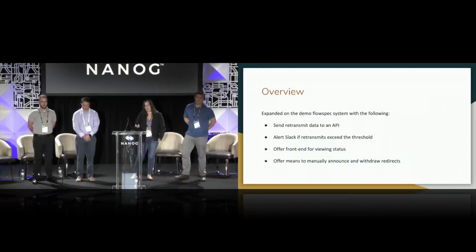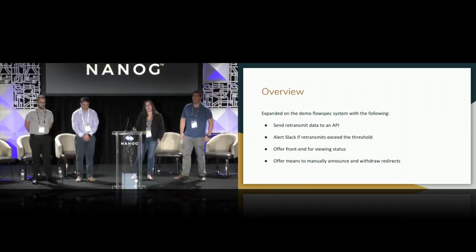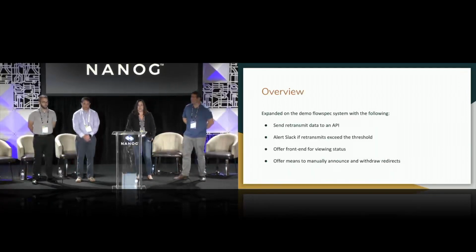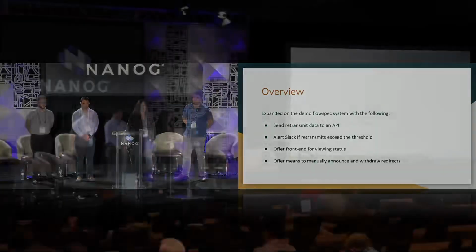So just a quick overview of what we did. Rather than having the rule immediately forward data to ExaBGP, we had it send all data that it analyzed to an API. In the cases where the retransmit threshold was exceeded, it went ahead and sent a Slack notification to our team channel. And then we put up a quick HTML and CSS front end to get the status and to manually redirect that traffic when desired.